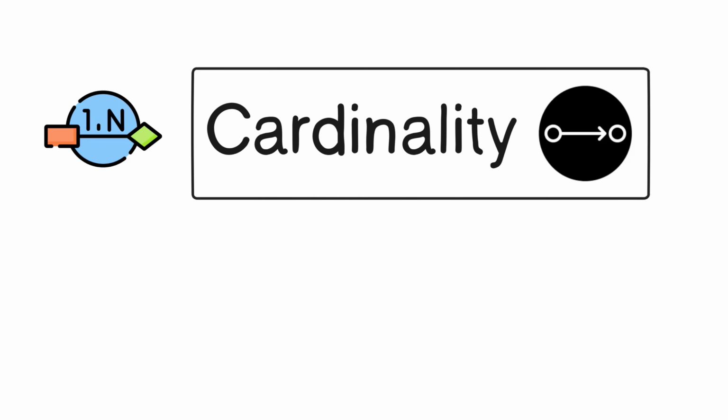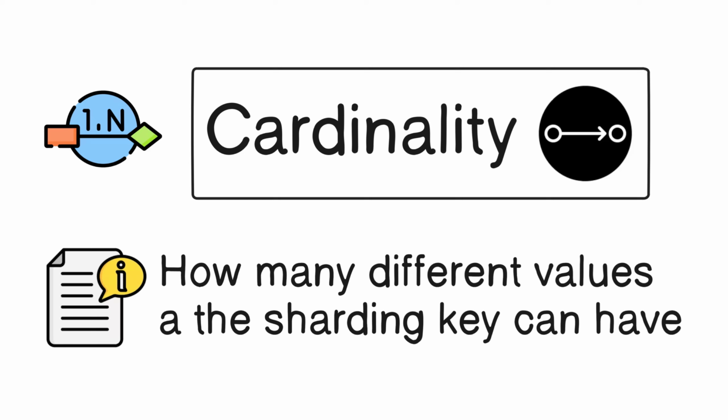The first one is cardinality. Cardinality means how many different values a sharding key column can have. Cardinality of the sharding key will decide how many shards you can create to divide the data.